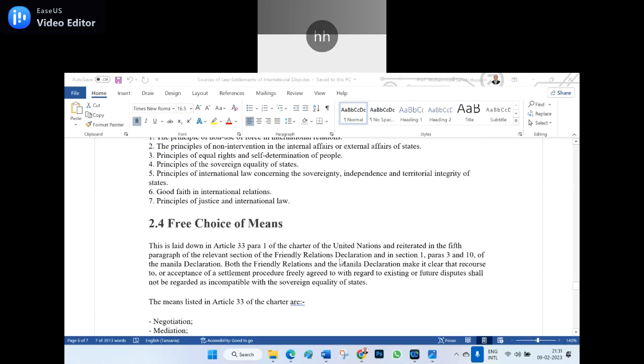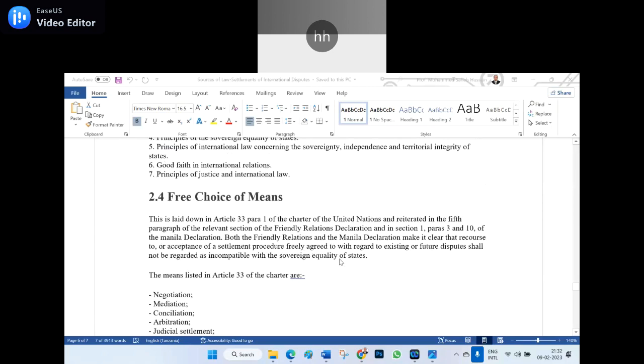So, free choice of means. Now let us see what is the free choice of means. This is laid down in Article 33, Para 1 of the Charter of the United Nations and reiterated in the fifth paragraph of the relevant section of the Friendly Relations Declaration. It reads about the Friendly Relations Declaration in Section 1, Para 3 and 10 of the Manila Declaration. Again, the UN Charter, Friendly Relations Declaration and Manila Declaration have come. And earlier we already dealt with the General Assembly. Is it clear?